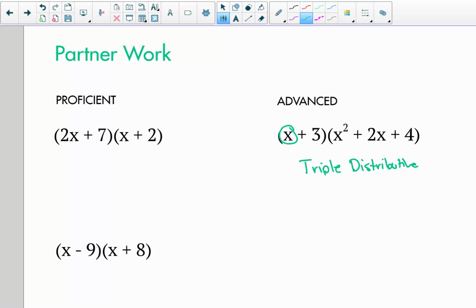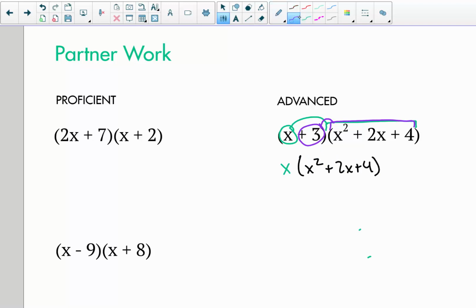Actually, excuse me, it's not triple distributive in this case. It's still just double distributive, because we're going to distribute this with this whole term, and then we're going to do the same thing. We'll have our plus 3 times that trinomial. So if you were going to tackle that problem, it'd be x times x squared plus 2x plus 4, just the distributive property, plus 3 times x squared plus 2x plus 4. And then I would distribute and then simplify, but I'm going to leave that problem undone for the moment. I'll let you finish it up.